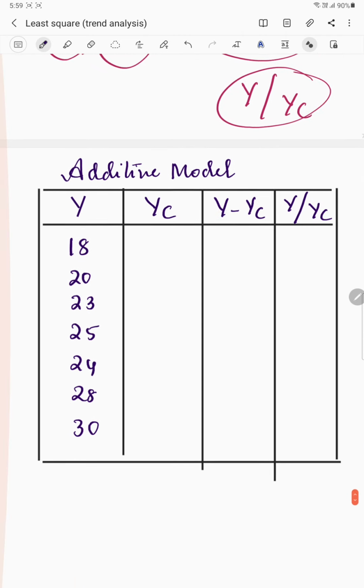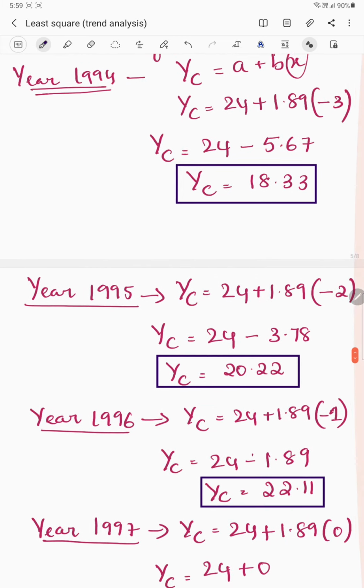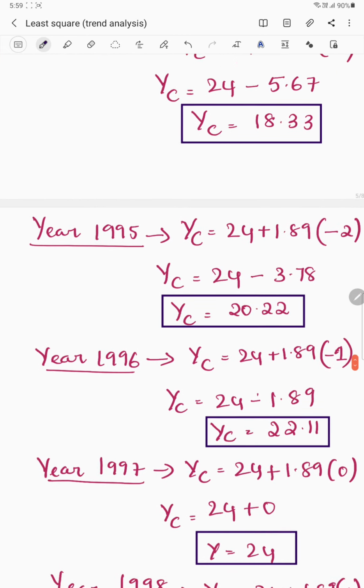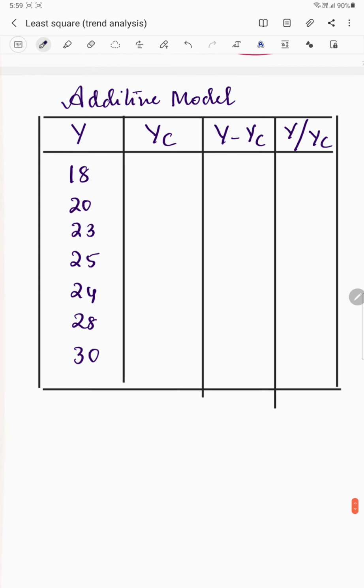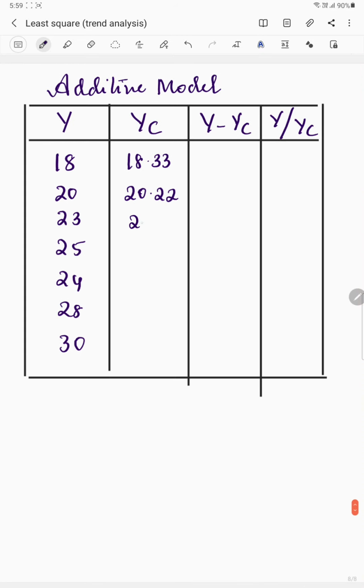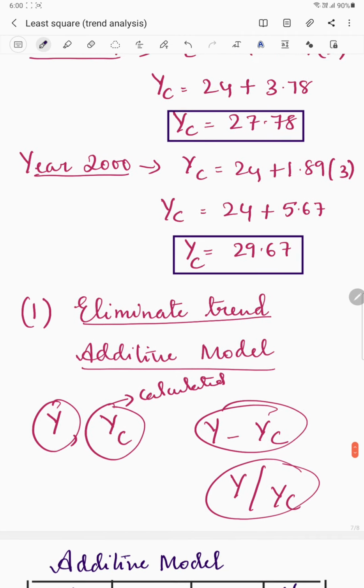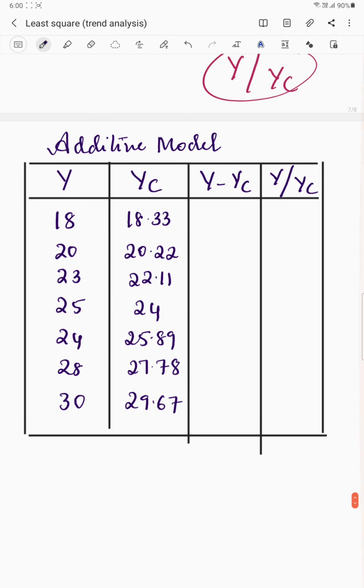Okay, so all those values as it is, we will write it here. First one 18.33. Next one 20.22. Next 22.11. After that 24. Then 25.89. Then you get 27.78. Then 29.67. Okay. Now once you write down these two values, then after this it is very simple.